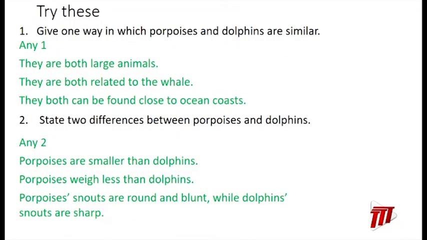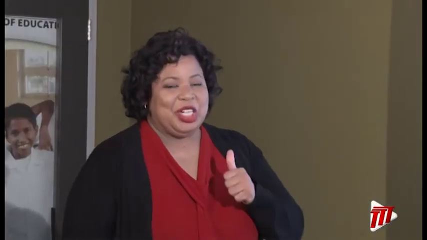State 2 differences between porpoises and dolphins. If you choose any of these 2, you will be correct. Porpoises are smaller than dolphins. Porpoises weigh less than dolphins. And porpoises' snouts are round and blunt, while dolphins' snouts are sharp. If you had any of these 2, congratulations, you get your 2 marks.